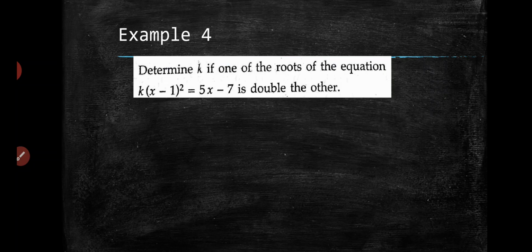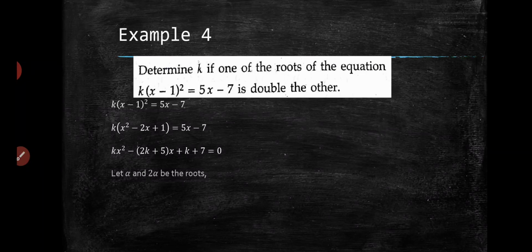So it is already told that the equation has two roots, one of which is double the other. So in that case, I can always consider one root as alpha and the other root as 2 alpha, right? Now let us find what is the sum of the roots and product of the roots.